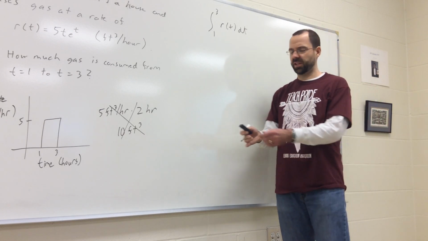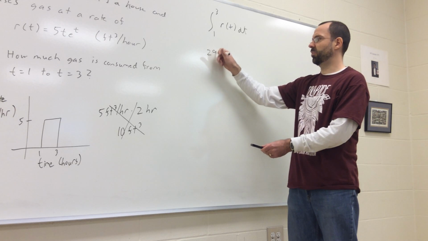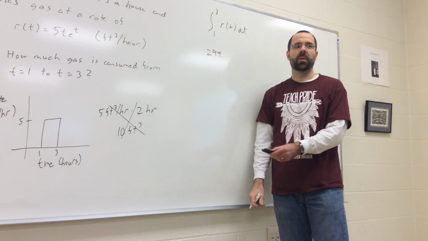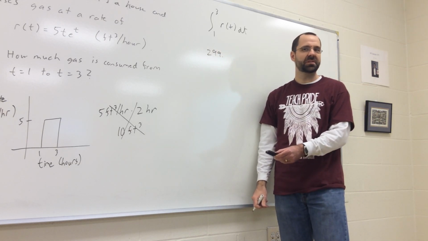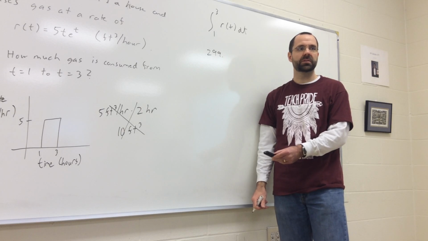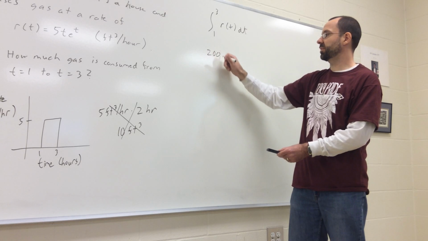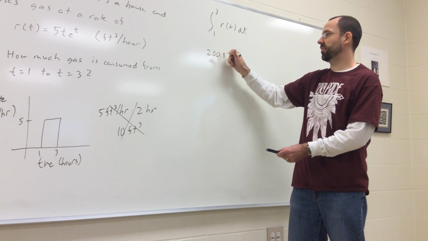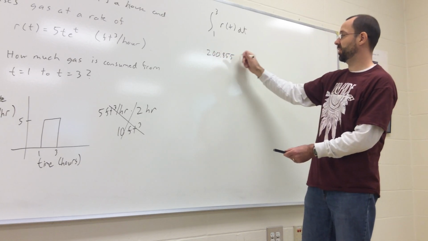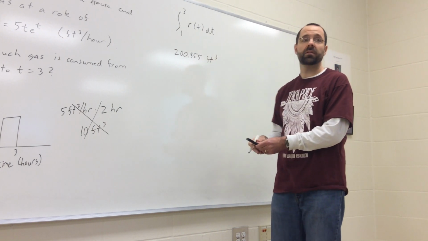So if I remember right from last period, that's 200 point, I don't remember the 3 decimals. I get 200. Gotcha. So 200.855, sounds good. And the label on that would be cubic feet.